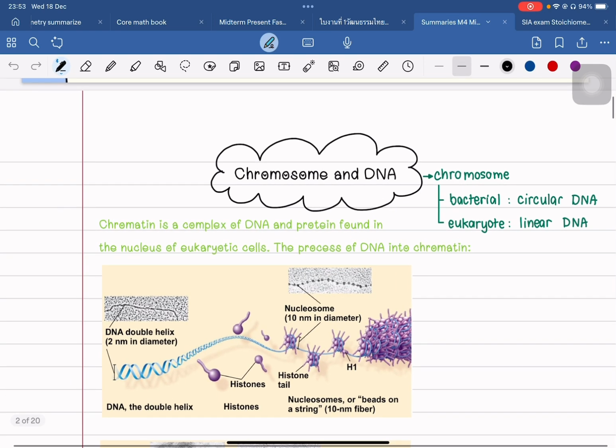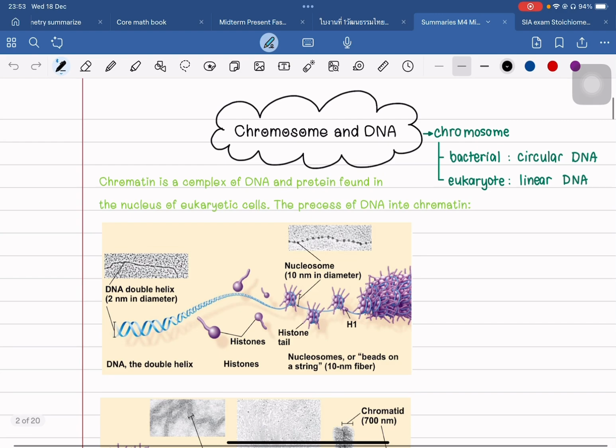Chromosomes in bacteria have circular DNA, but eukaryotes have linear DNA. Chromatin is the complex of DNA and proteins found in the nucleus of eukaryotic cells. And this is the process of packing DNA into chromatin.